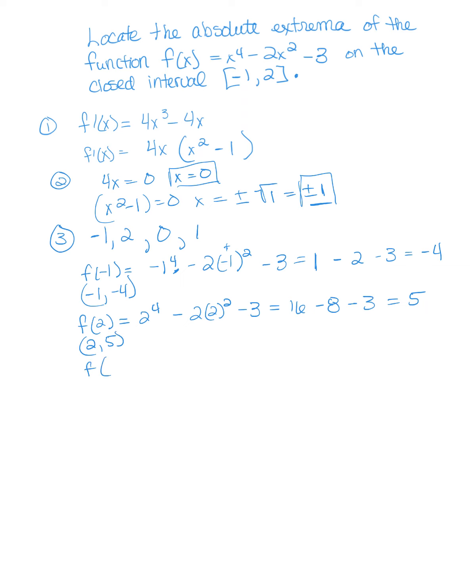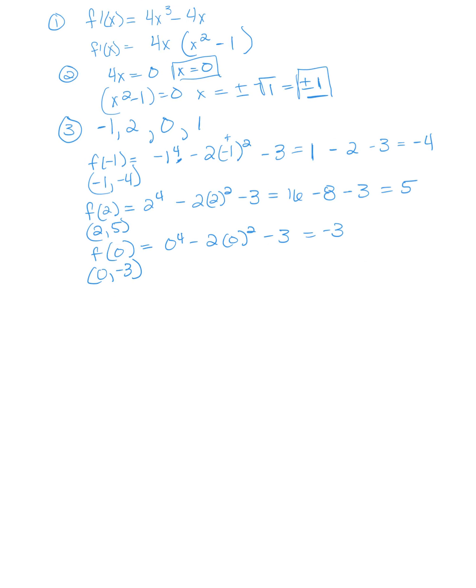And then we have f of 0. Well, if you plug in zeros here, you're just going to get a -3, so we have 0 to the 4th, minus 2 times 0 squared, minus 3. That equals -3. So we have a point at (0, -3). And then we have 1. So f of 1 equals 1 to the 4th minus 2 times 1 squared minus 3, which is going to give us 1 minus 2 minus 3, which is still -4. So at (1, -4), we have a point.